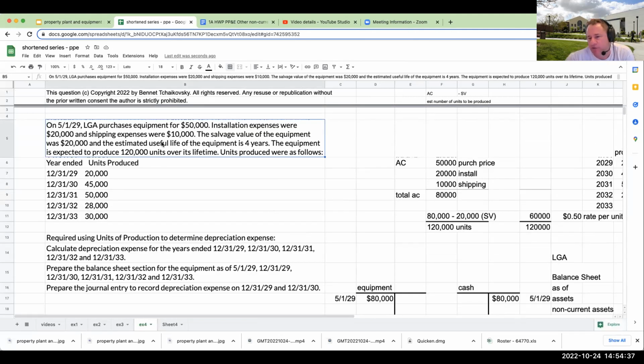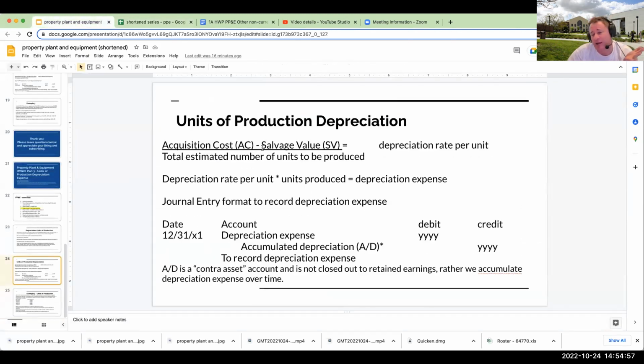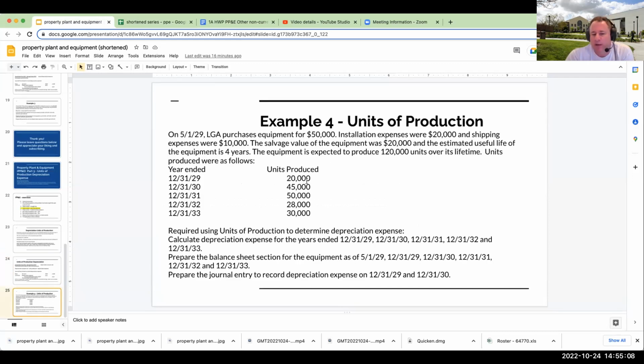It's not a function of time, right? So when we're doing this, it's going to be a function of what we go through and produce. So the 4 years, it doesn't really matter. It could be 30 years, doesn't matter. What we're doing here is basing our depreciation on how many units we're producing. When we do the equation for this, the top looks a lot like what we did for straight line, but the denominator is going to show the estimated number of units produced. It's going to give us a rate per unit. We're then going to take that rate per unit and multiply it by the units being produced, and that's what's going to tell us our depreciation expense.